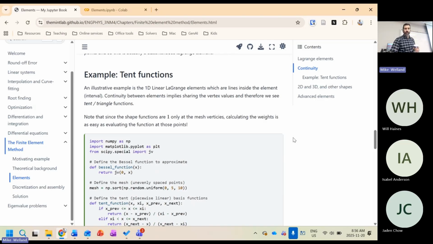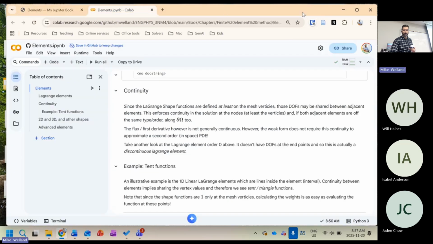Okay, illustrative example. Let's do 1D Lagrange. I'm going to jump over here again. No. Away. Gotcha.